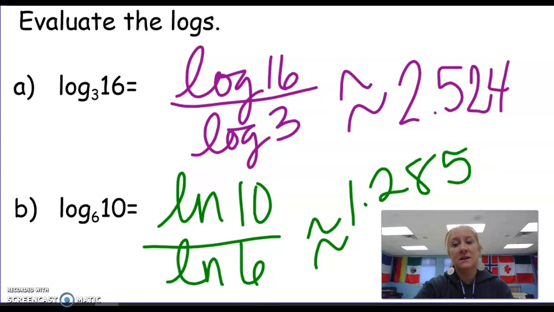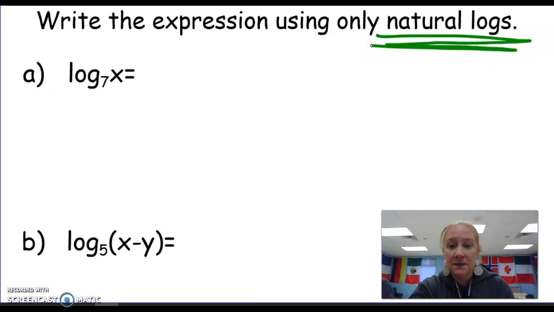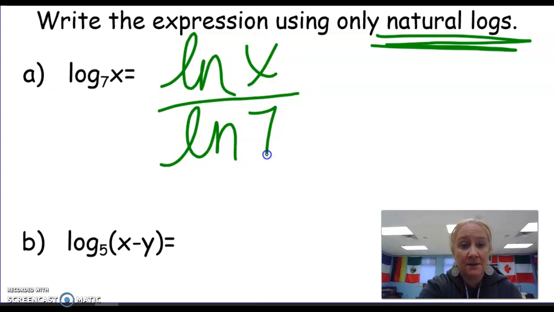Okay, let's try these last few. Oh, it's got an x in it, so I can't actually solve it, the point isn't to solve it, the point is just to rewrite it. So rewrite the expression using only natural logs. So my expectation is that you could read directions. So if on an assessment I asked you to do it with natural logs, I would expect that you would write it out with the natural logs. Okay, so that's ln of x over natural log of 7.